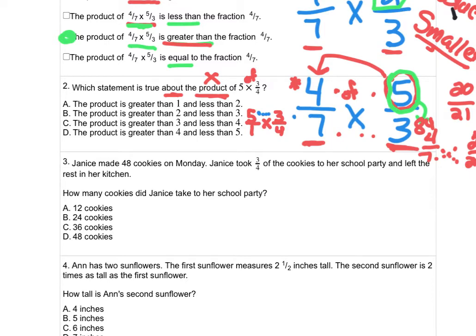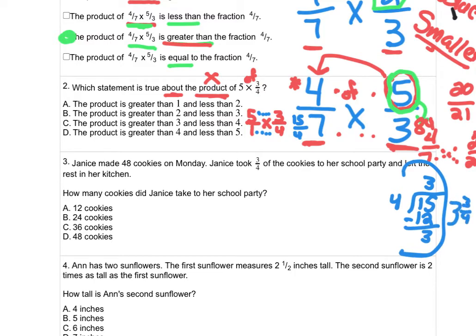5 times 3 is 15. 1 times 4 is 4. And then that's an improper fraction. So don't forget, you've got to make an improper fraction a mixed number. So 15 over 4, come over and divide. 15 divided by 4, 4 going into 15 3 times. That's 12. I subtract. My answer is 3 3/4. So remember, 3 3/4 is more than 3, but not quite 4. So your answer would be C. It comes between 3 and 4.